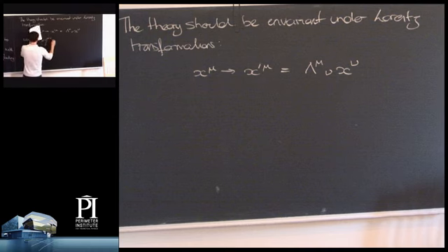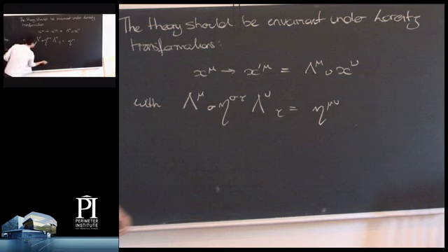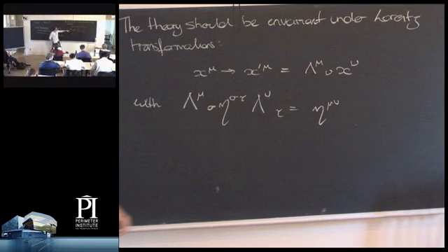Okay, so any matrix, capital lambda, which obeys the following equation, where eta, of course, is the Minkowski metric here, is a Lorentz transformation. Okay. So just some examples.